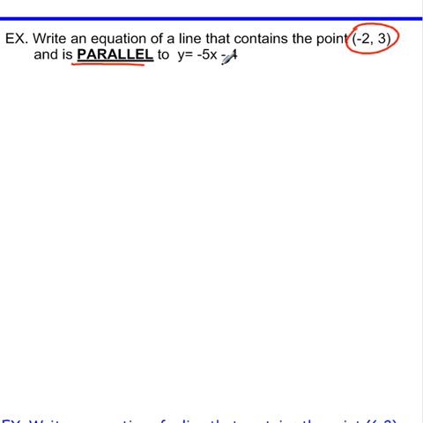And it has to be parallel to this one here. So if it has to be parallel to this one, this is the equation that it's being compared to. Let's find the slope of this line first. Now, lucky for us, it's given in slope-intercept form. So their slope is -5.